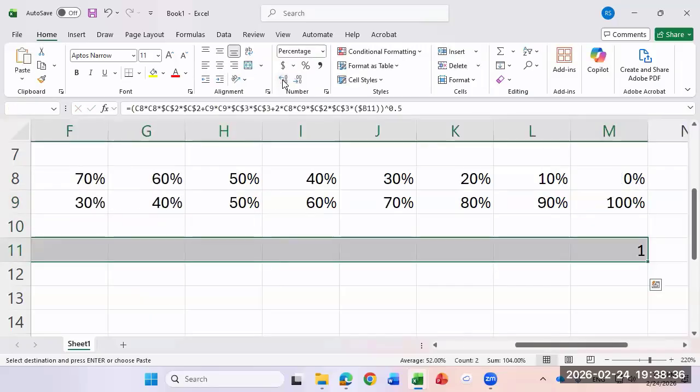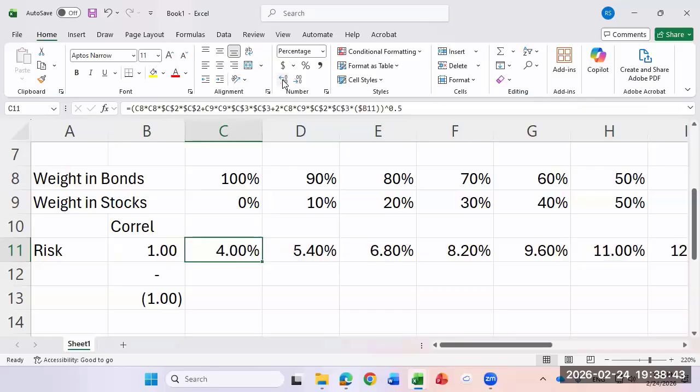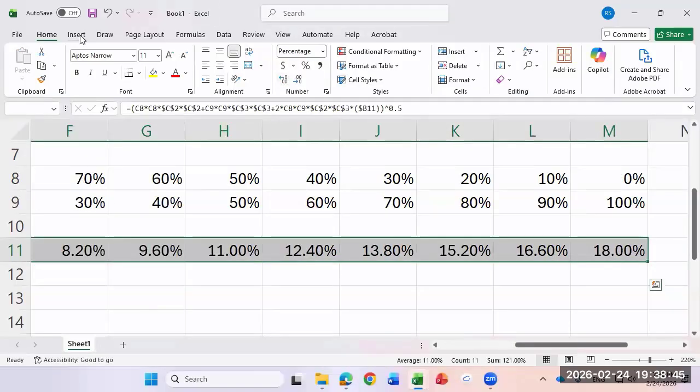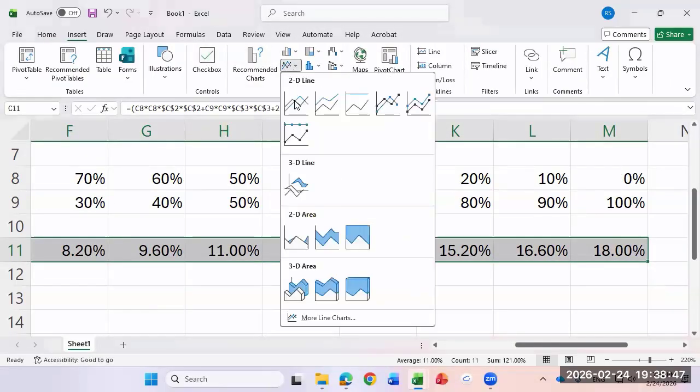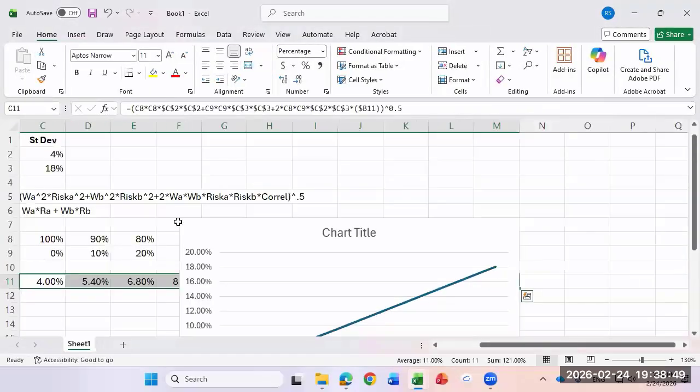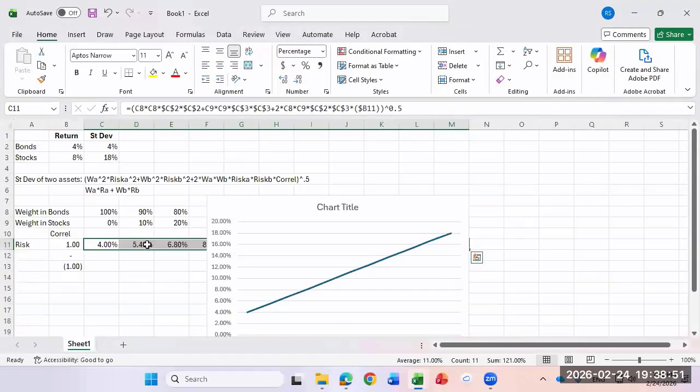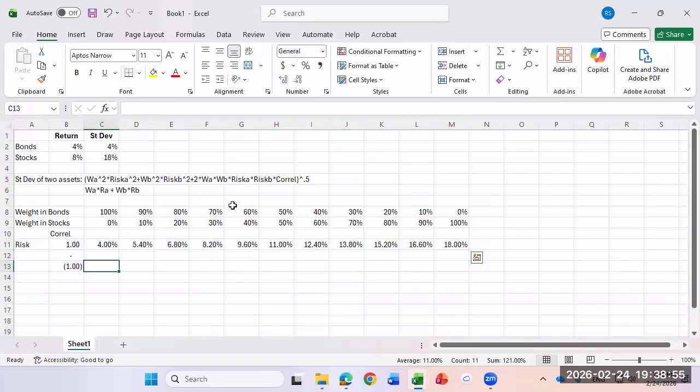So if we copy that across, what's going to happen as we go across? It's going to be a perfectly straight line because the correlation is 1. So if we map that, nothing interesting there, just a straight line. Pretty straightforward. What else is a straight line? Well, return.